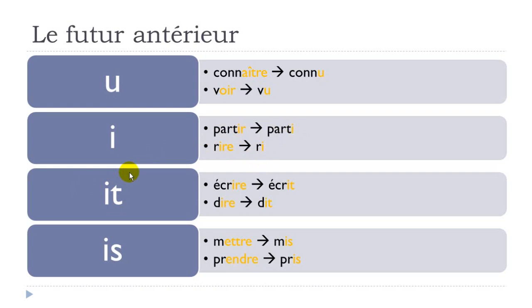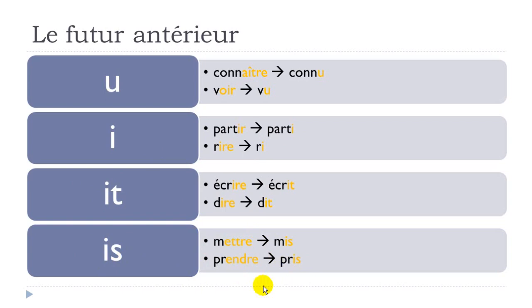Then the one ending with IT. Écrire, to write, écrit. Dire, to say, dit. Okay, and the one ending with IS. Mettre, to put, mis, and then prendre, to take, pris. All right?